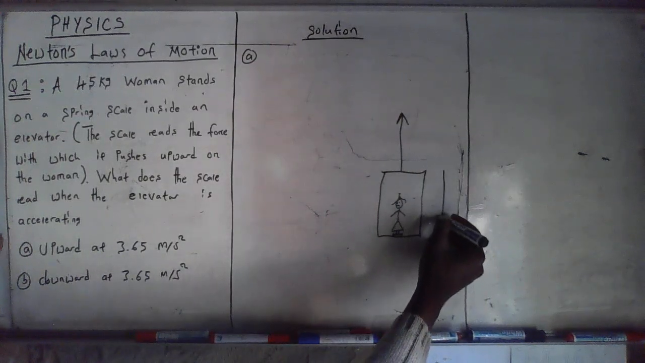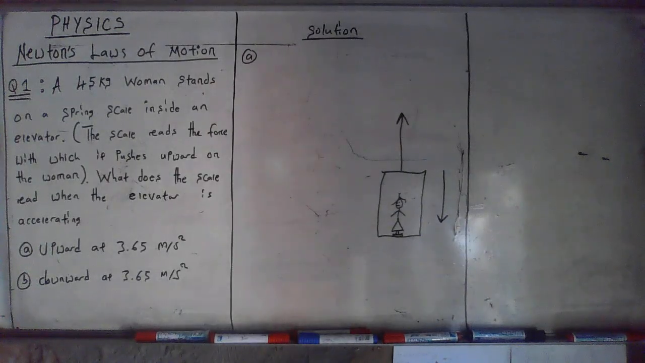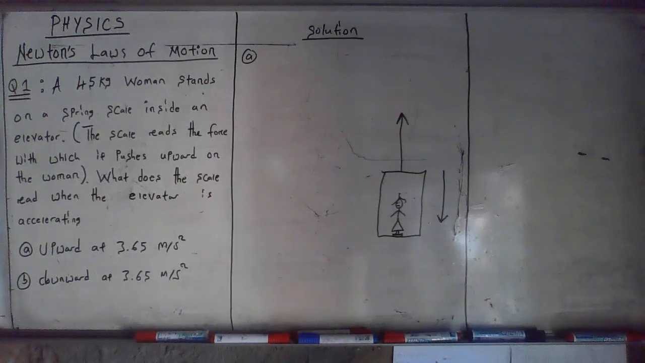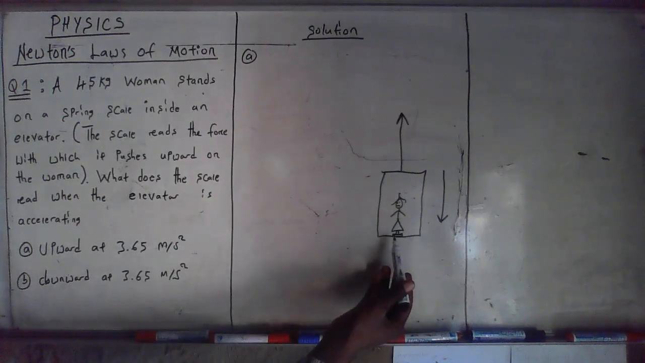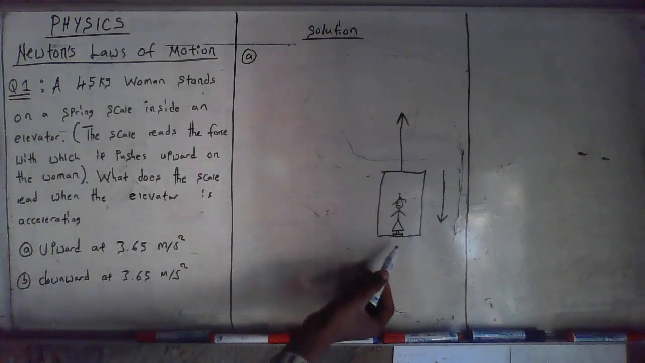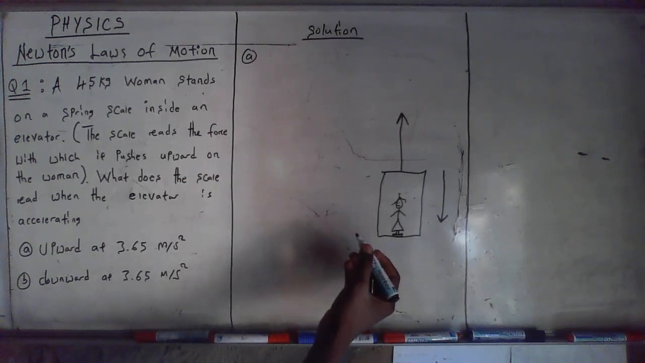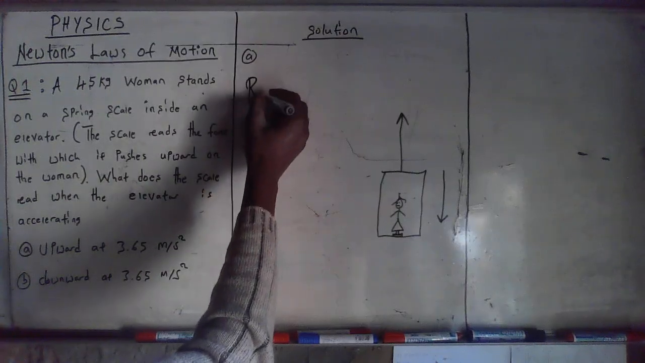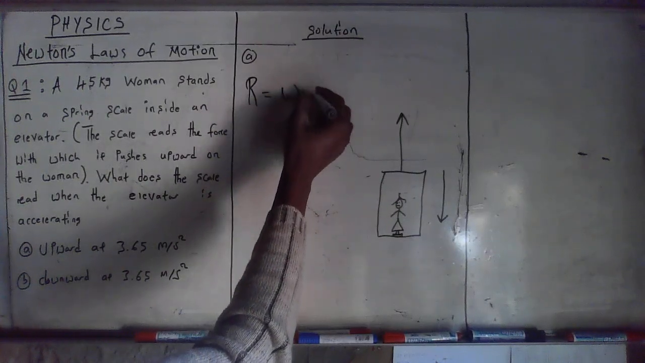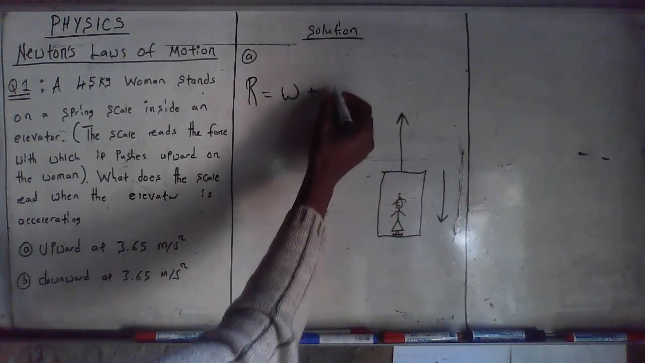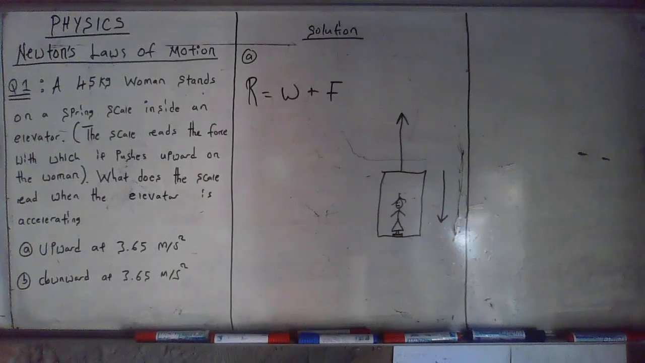there will be a force acting downward, as a result of the same acceleration which is pulling upward. Okay, so in this case, when this thing is moving upward, what will this scale read? This scale will read the weight of the woman. So the reading will be the weight of the woman plus the force which will be pulling downward due to that acceleration. That will be our reading.